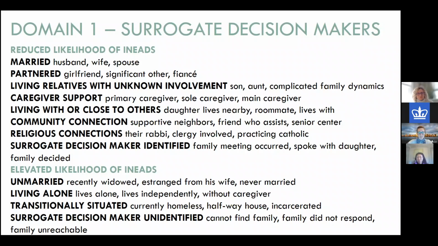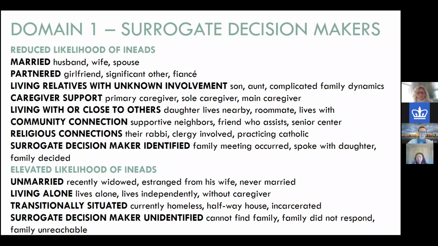So all of these, and the smaller text next to them just gives examples of the types of terms. There are many, many more terms. I just pulled out a few. But these are the types of terms for each of those categories that we thought would indicate a reduced likelihood of being in needs for the surrogate decision maker category.